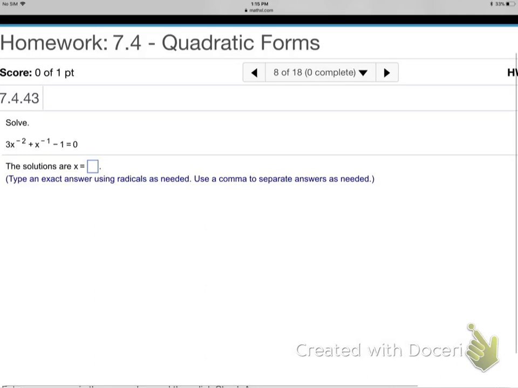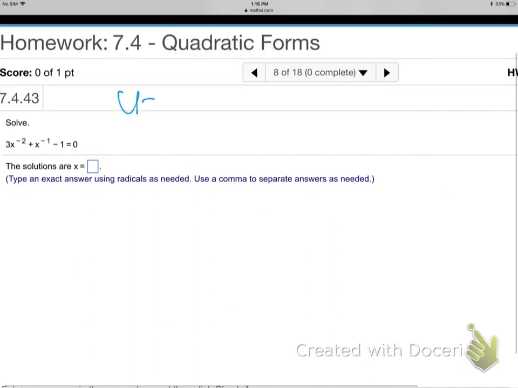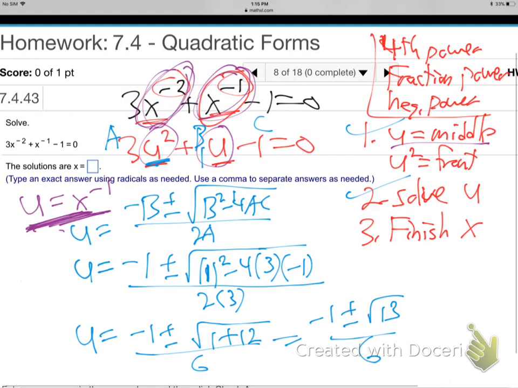So we've got, well, I forgot already. What is it? Oh, negative 1 plus or minus root 13 over 6. So u is negative 1 plus or minus root 13 all over 6. I got to go back to x now. Well, what I should do is break this into two. Well, let's go back to this. So what is u equal to? What does this say right here u is equal to?